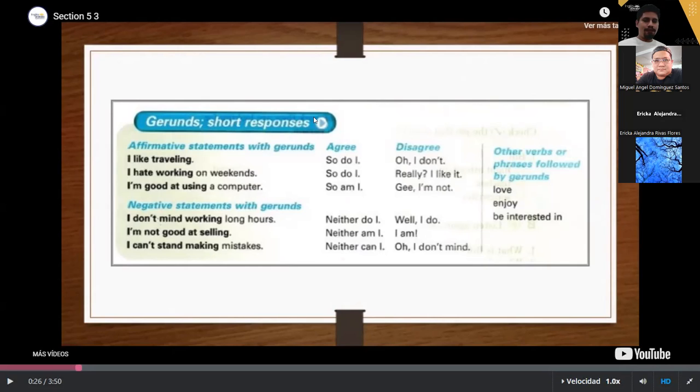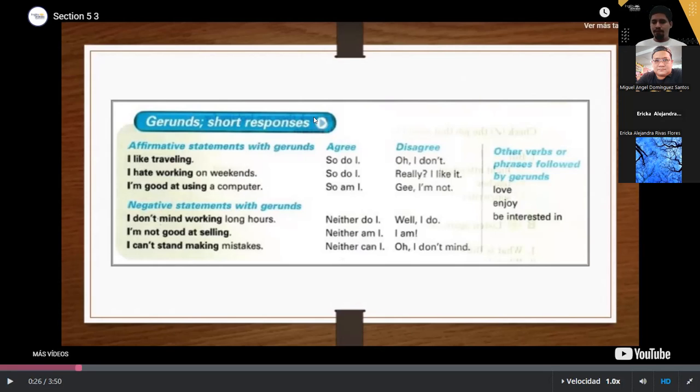We have short responses instead of saying yes or no or things like that. We have short responses in order to agree with something or disagree with something. For instance, if someone says I like traveling, in order to agree with that, we say so do I. Or if we disagree, we can say, oh, I don't. This is just to reply to something that someone else is telling or mentioning to us, because we are just giving our point of view. We agree about something or we disagree.